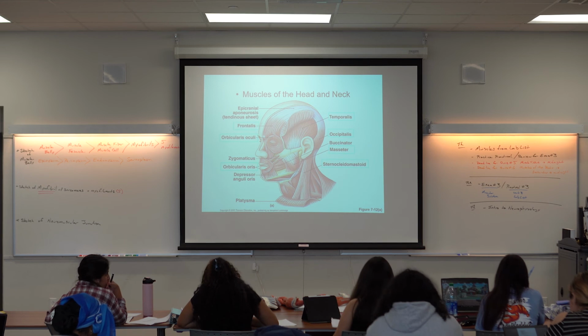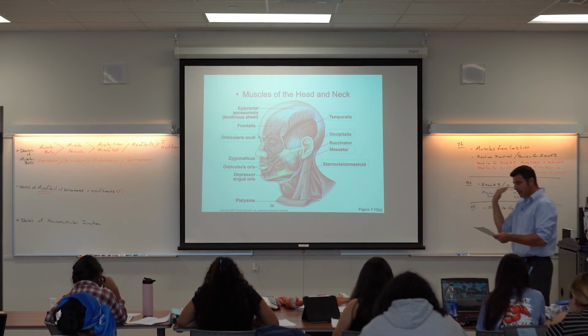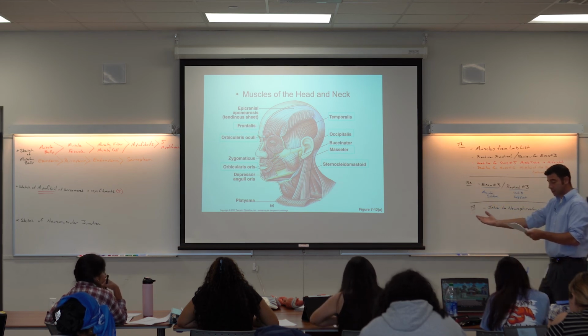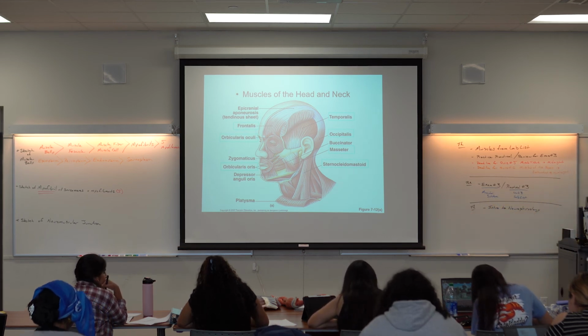That's hopefully close enough. I think I was at number 16, flexing the arm. That's biceps brachii and brachialis. Extending the forearm is the triceps brachii. Just J.